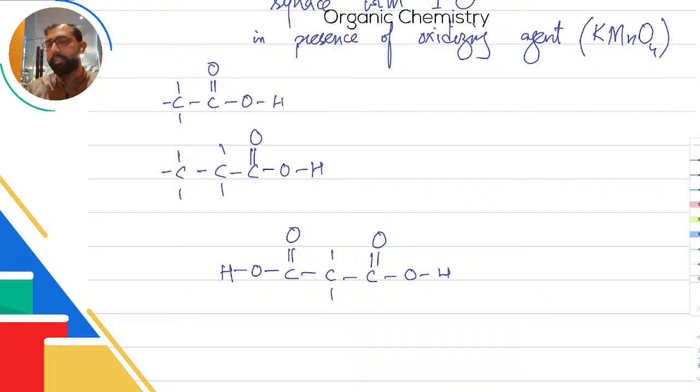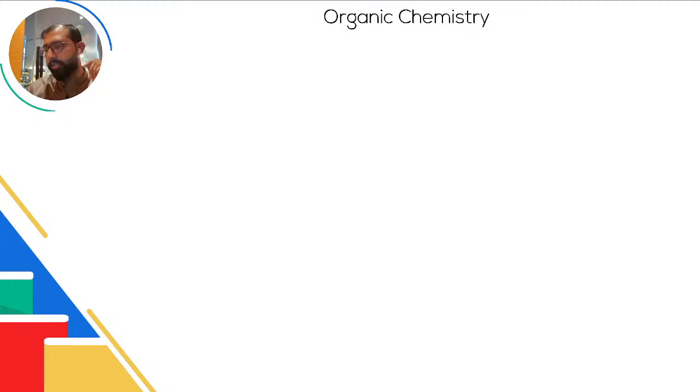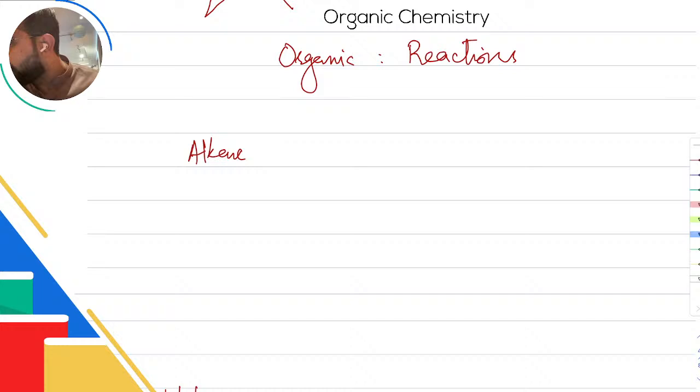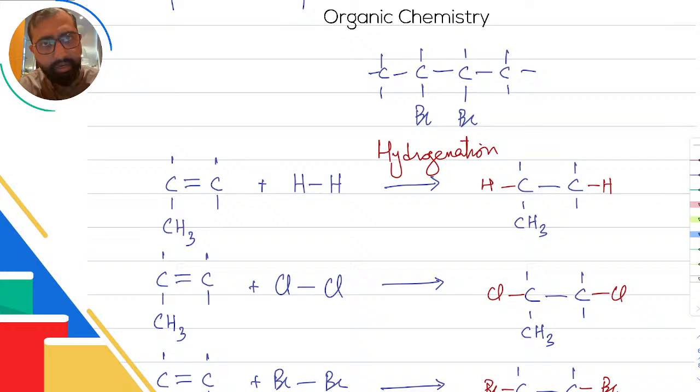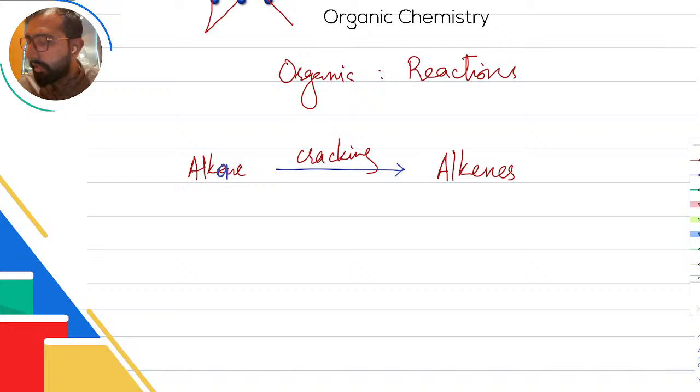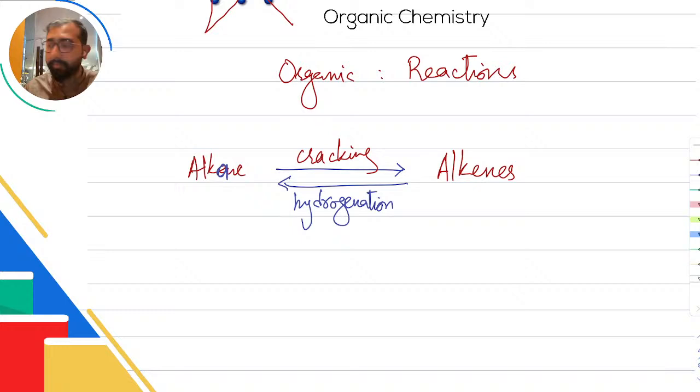So let's remember, I asked you to write alkane on a page. Let's go back to that. Where was that? Let's see. Yeah, this one. So if you see, we have seen that alkanes can be converted to alkenes by cracking, right? We have already seen that cracking does that, and we saw in this reaction of addition that you could add hydrogen and make alkane. So alkenes go back to alkanes through addition of hydrogen, which is hydrogenation. This is the method by which you make margarine.